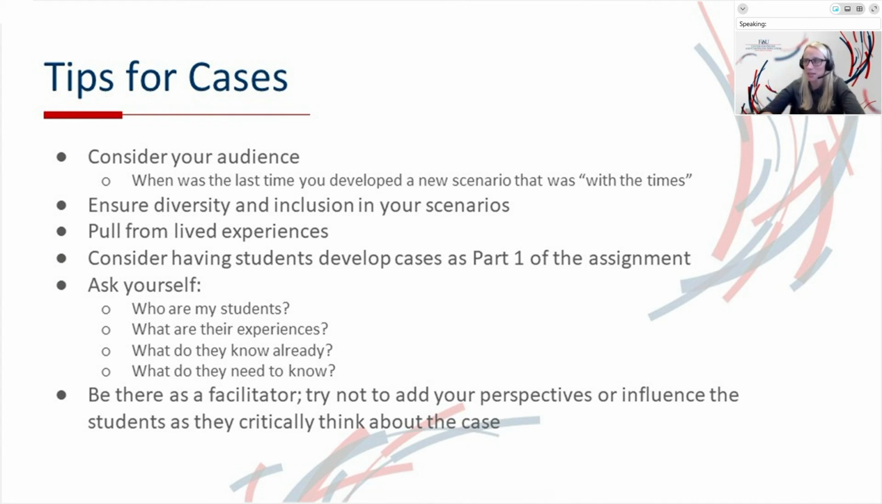Having students develop part one of the case. So seeing what they're thinking about. How do they think your content and your materials apply to the real world? How do they interpret that? And then asking yourself, who are my students? What are their experiences? Are they full-time workers? Maybe they already have a situation that they can share. If they've been in the industry for a while and they're maybe coming back for their degree in a graduate program or something, what do they already know? Right? What's their previous knowledge?